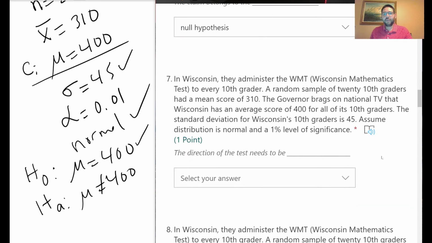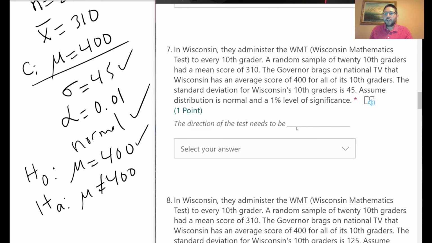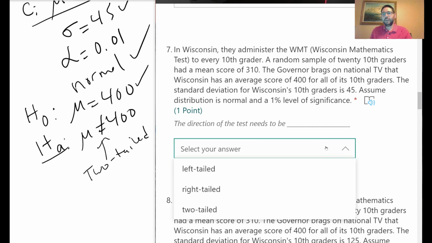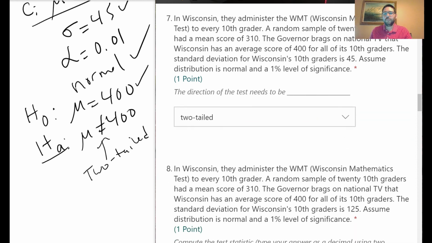All right, number 7. It says the direction of the test. So what is the direction? Well, remember the direction is based off of the HA. So based off of this not equal to symbol, it's a two-tailed test. If it's not equal to, it's two-tailed. If it's greater than, right-tailed. If it's less than, left-tailed.